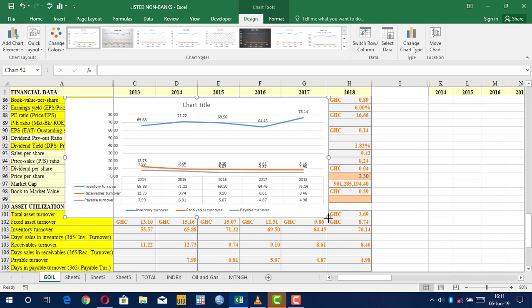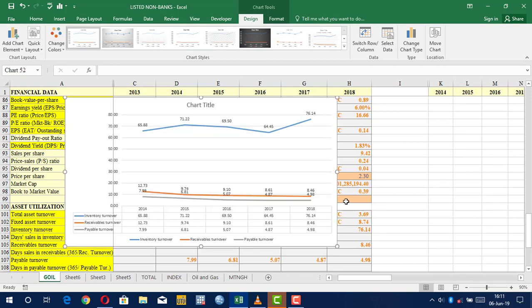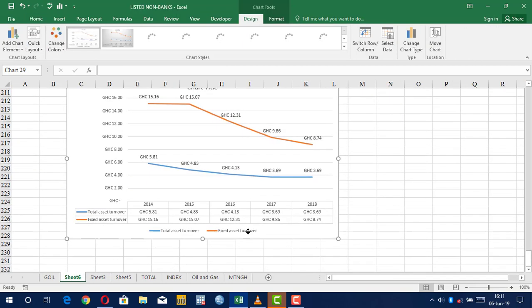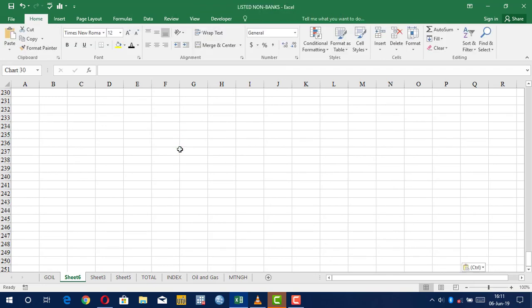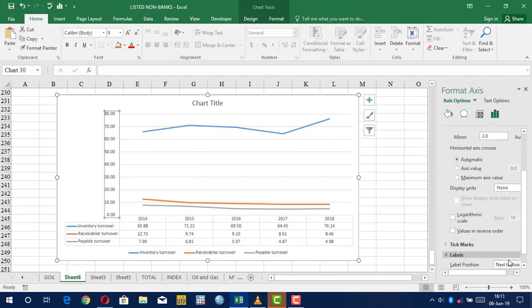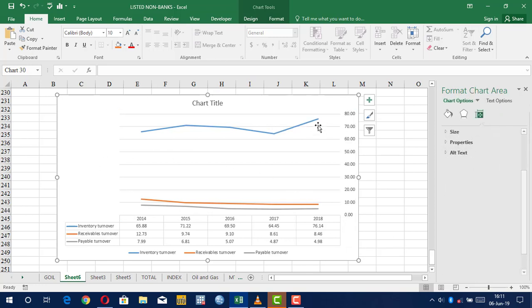The chart looks a bit clumsy now because of the figures, so let's take out the data labels rather. All right, now let's take them to a blank sheet and then do our explanation. Let's drag it, format as is. Good. So this is our turnover ratios, that is inventory turnover, receivables turnover, payables turnover.